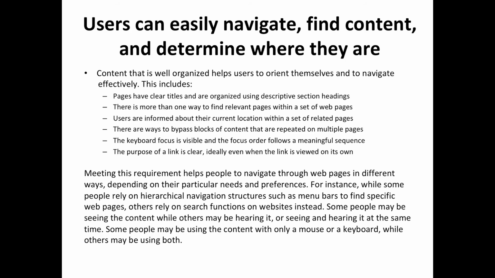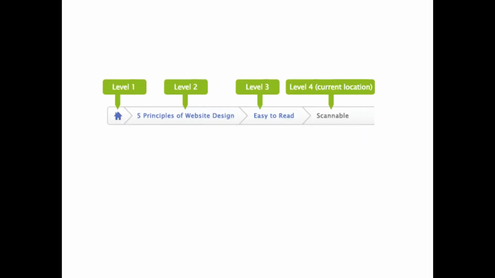And very importantly, users can easily navigate, find content, and determine where they are. Content that is well organized helps users to orient themselves and to navigate effectively. This includes pages have clear titles and are organized using descriptive section headings. There are more than one way to find relevant pages within a set of web pages. Users are informed about their current location within a set of related pages. There are ways to bypass blocks of content that are repeated on multiple pages. The keyboard focus is visible, and the focus order follows a meaningful sequence. And the purpose of a link is clear, ideally even when the link is viewed on its own. So these are all very important things.